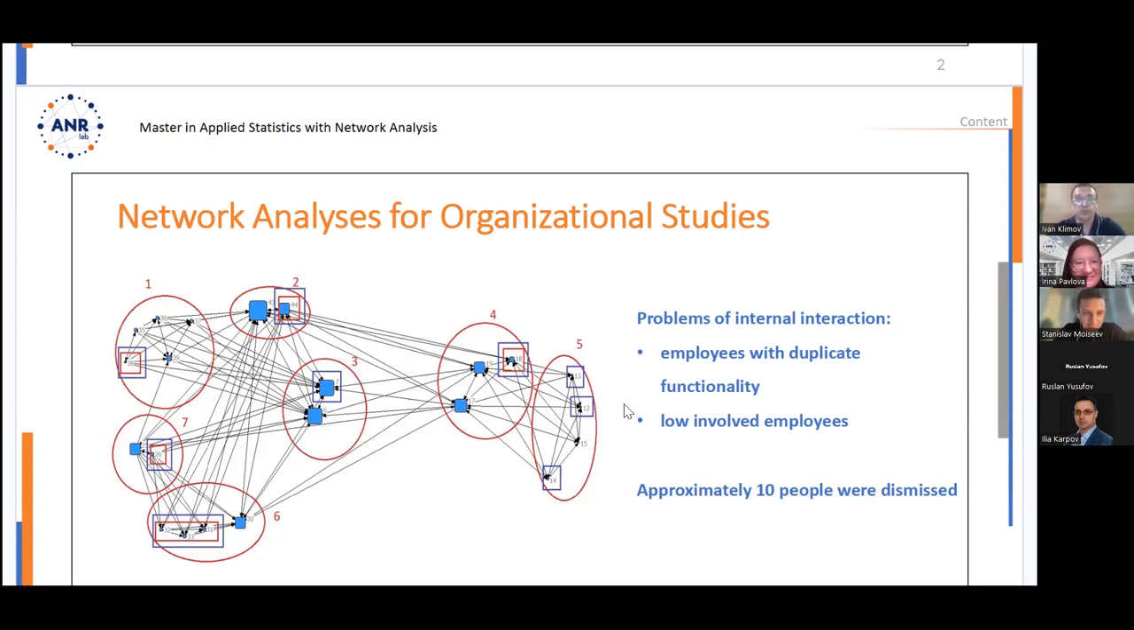Employees who duplicate each other's functionality are shown here, 2, 3, and 4. Some more, some less. And also, please look at circles 5 and 6. Here are the groups of employees who are least involved in the internal interactions. And in addition, their interaction with colleagues was indirect, mediated through one or two more significant employees.